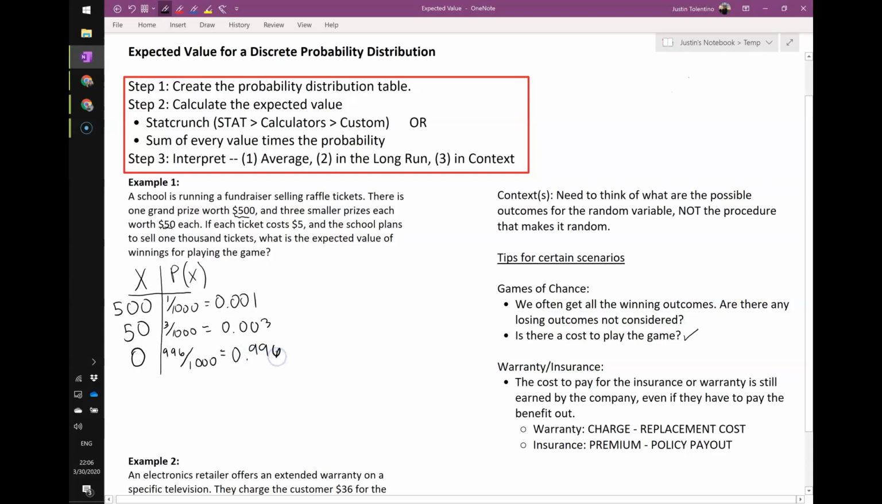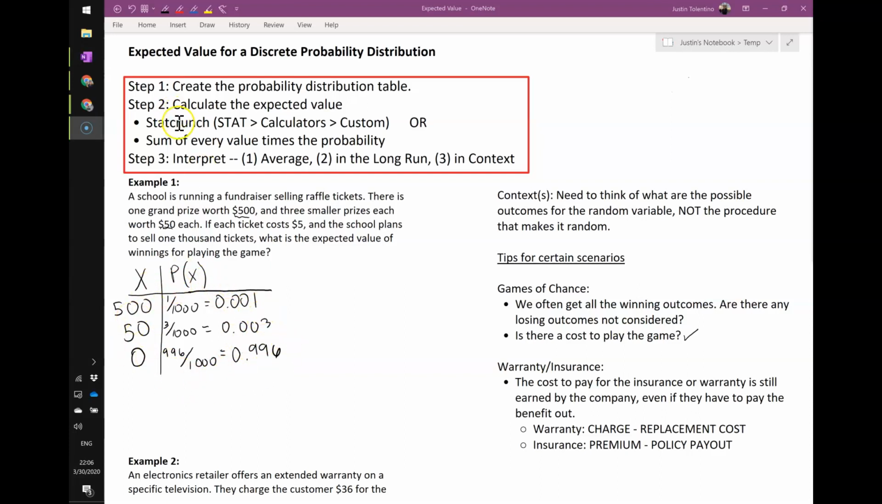And again, we can verify that this is a valid distribution, that we have every single value, because all of these probabilities should add up to 1. And we see that 0.001 plus 0.003 plus 0.996 definitely add up to 1. So let's think about now the next step. How do we calculate this actual expected value if we're going to have this as our distribution?